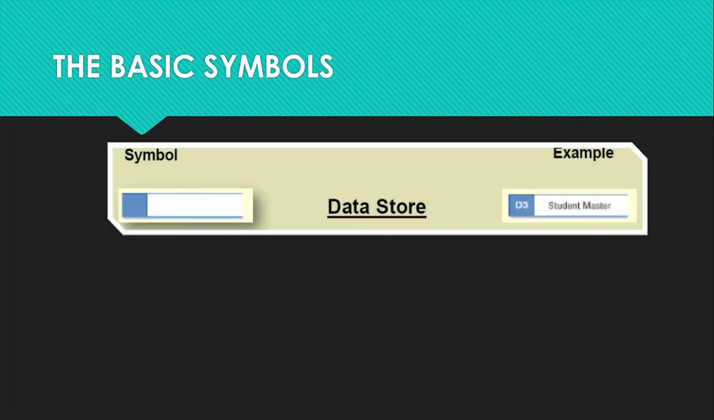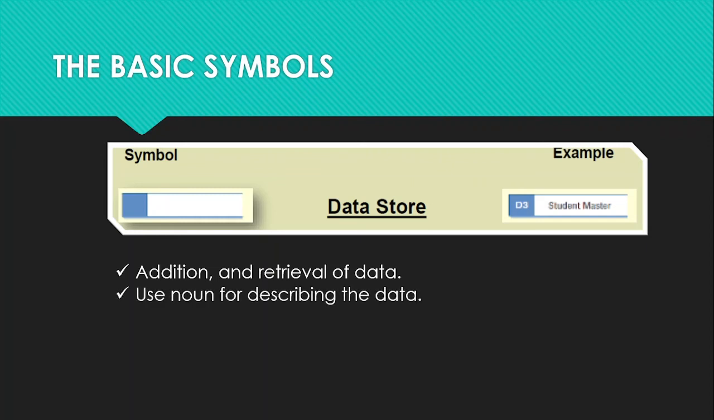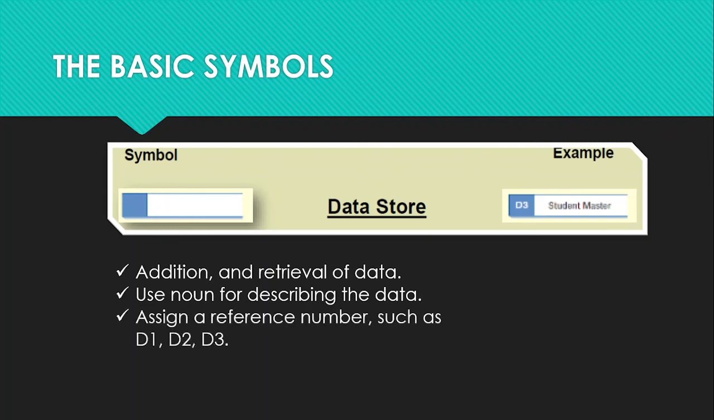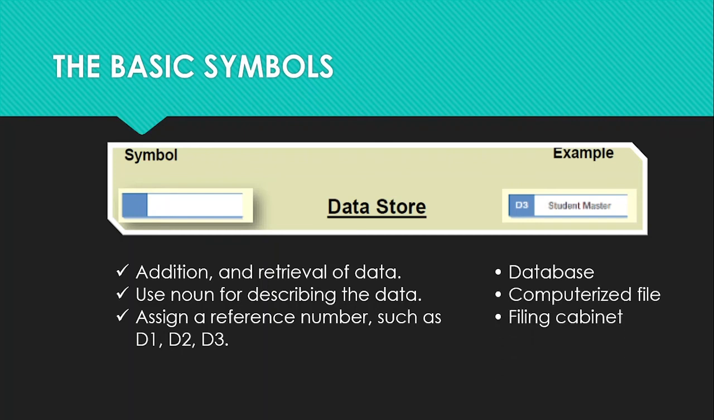Another is data store. A data store is a repository for data that allows examination, addition, and retrieval of data. A data store is named with a noun describing the data. Data stores are also usually given a unique reference number such as D1, D2, D3. It also represents a database, computerized file, or filing cabinet. By the way, this symbol is not usually used in the context diagram. This can be used in the data flow diagram.